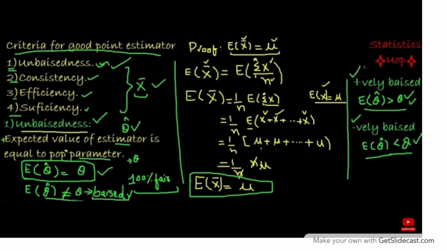Unbiasedness will mean that the expected value of the estimate is equal to the population parameter. For you to ascertain a good point estimator, that particular value of the estimator is not permitted to be unequal. It must be equal to the population parameter.